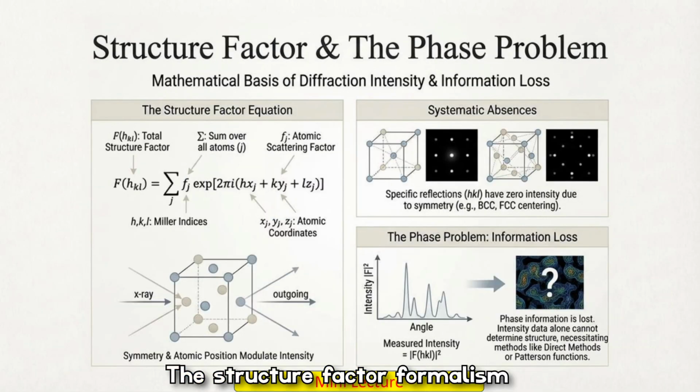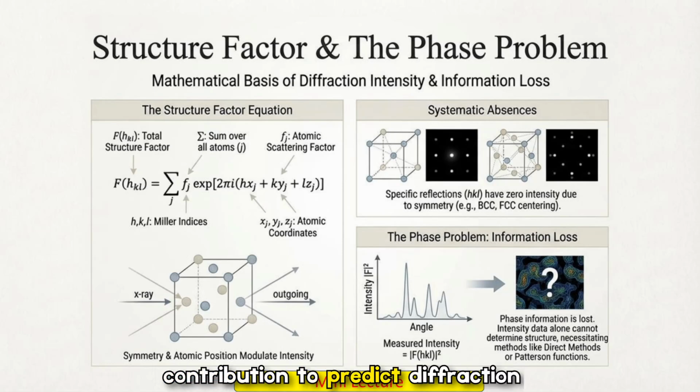The structure factor formalism sums each atom's scattering contribution to predict diffraction intensities, but it hides phase information. The slide shows how symmetry can cause systematic absences and how measured intensity equals the squared amplitude, losing phase data. That information loss is the classic phase problem, which forces us to use indirect methods like Patterson functions or direct phasing to recover real space structure.